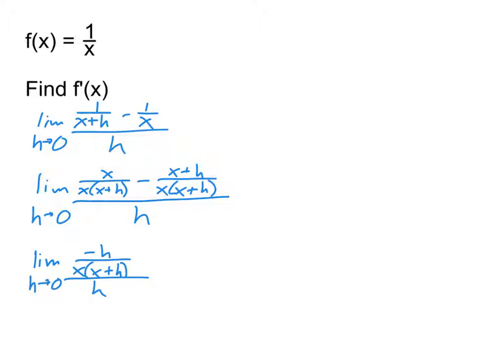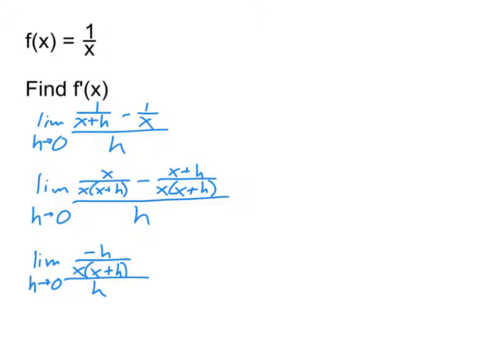And when we do that subtraction, the x minus x becomes 0 and goes away. And then we do nothing minus h, so that's why we get a negative h. So we have negative h over that x times x plus h, all over h. Now this is the point where sometimes people end up getting confused.